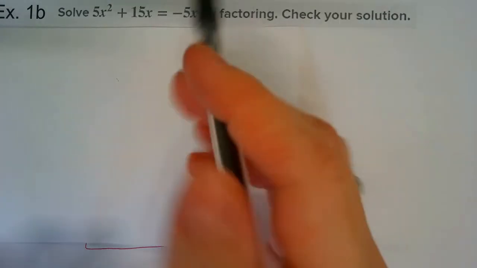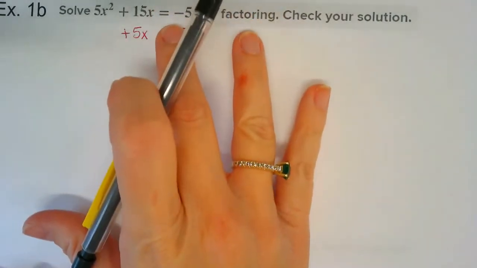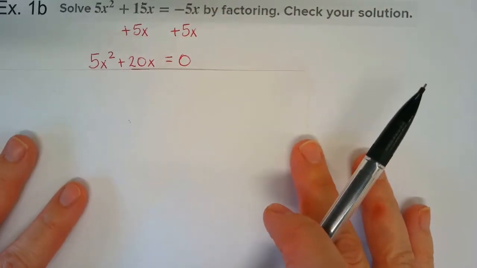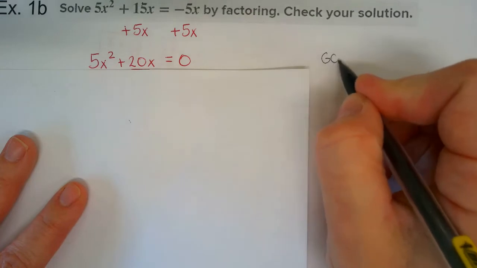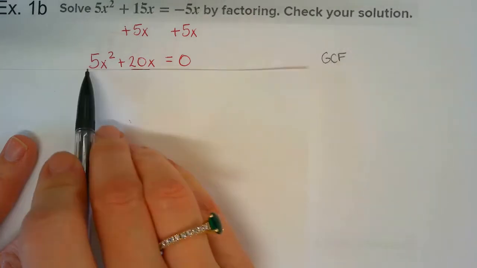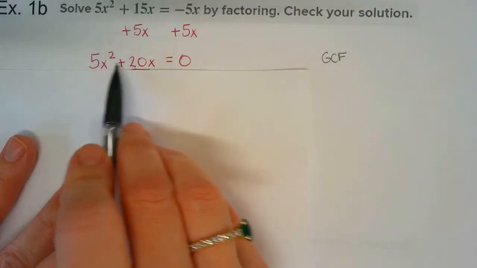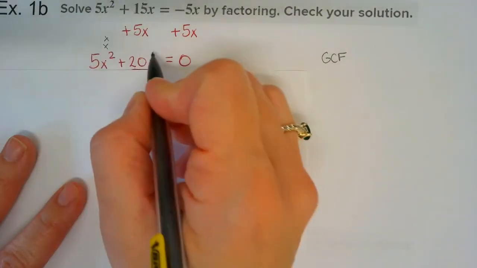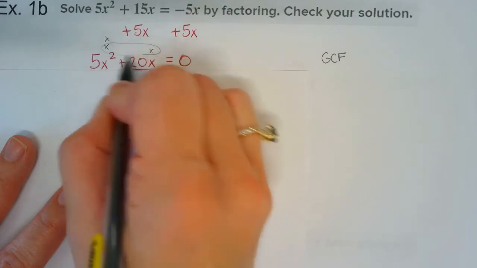So on the next question, you should be adding that 5x over to begin with. So I would get 5x squared plus 20x. Then I'm factoring out my greatest common factor to begin. So I can take out a 5 from both of those, and the greatest amount that these x's have in common is just 1 again.